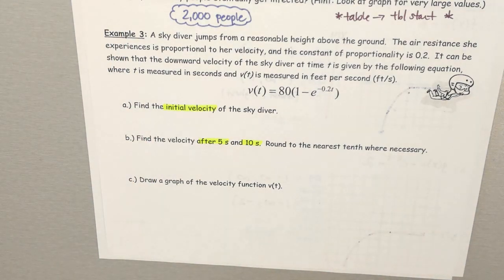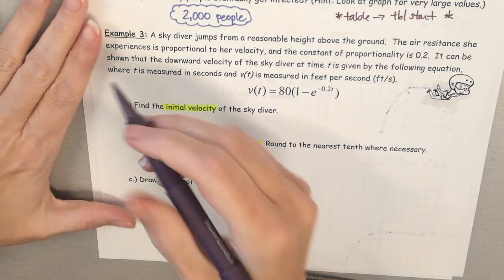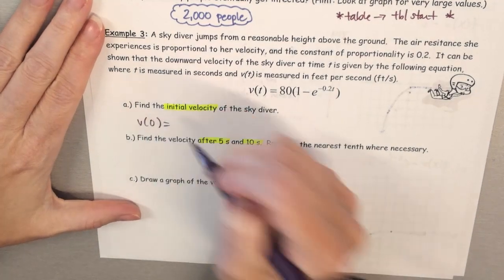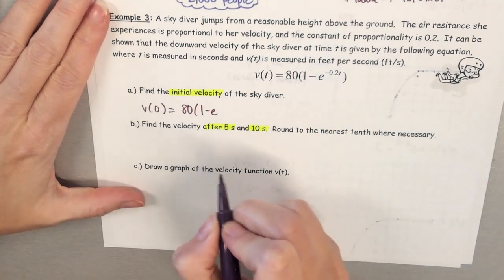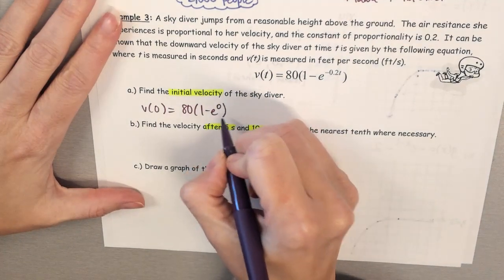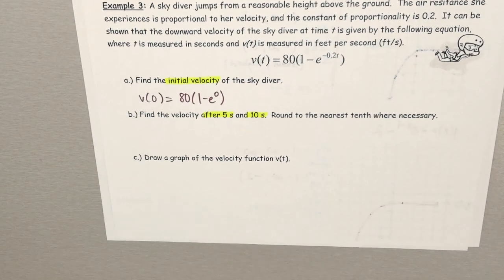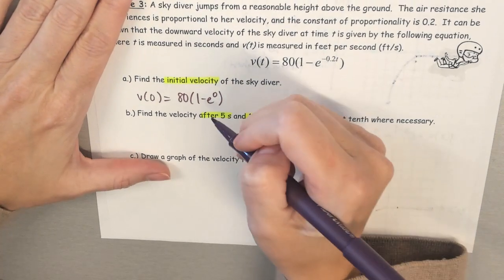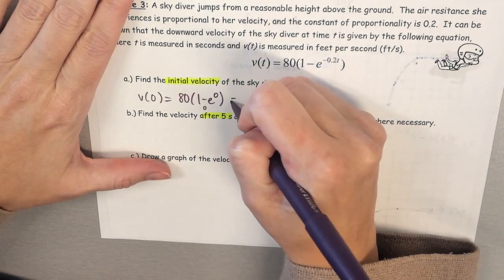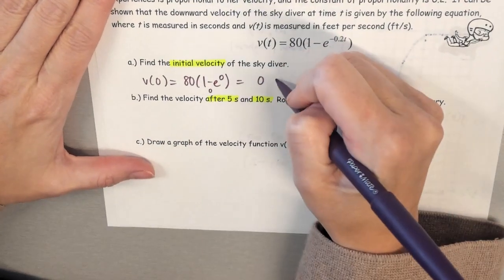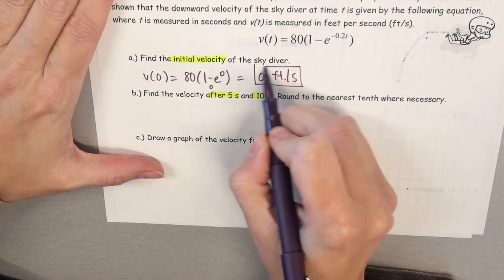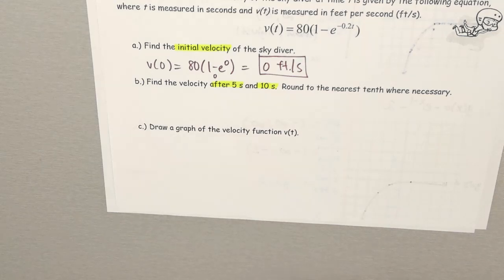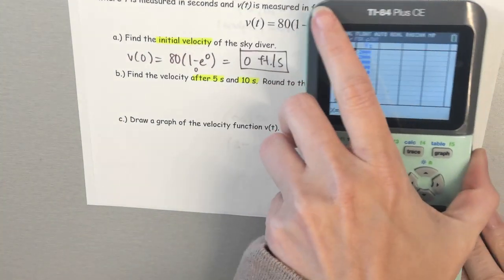I also want you to remember these rules. If you're finding V of 0, if you plug in 0 for t, then this becomes 0. What's e to the 0 power? 1. What's 1 minus 1? 0. What's 0 times 80? 0. So it's just 0 feet per second, which makes sense because if they haven't jumped yet, they don't have the velocity. Okay, again, that's something else that your table will show.